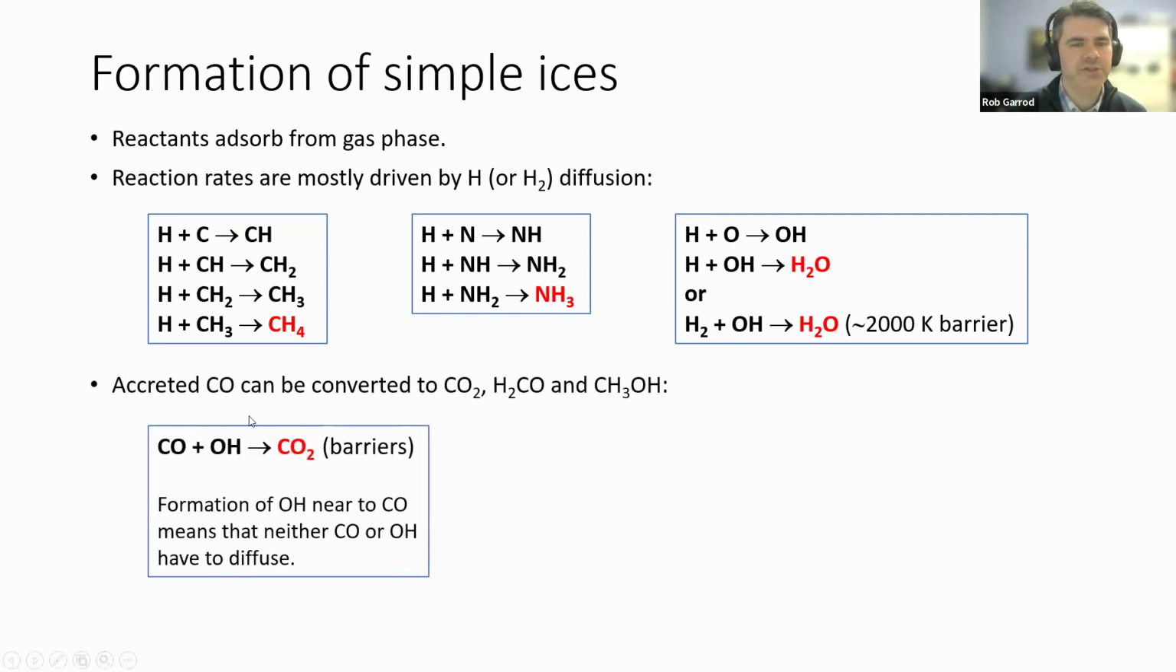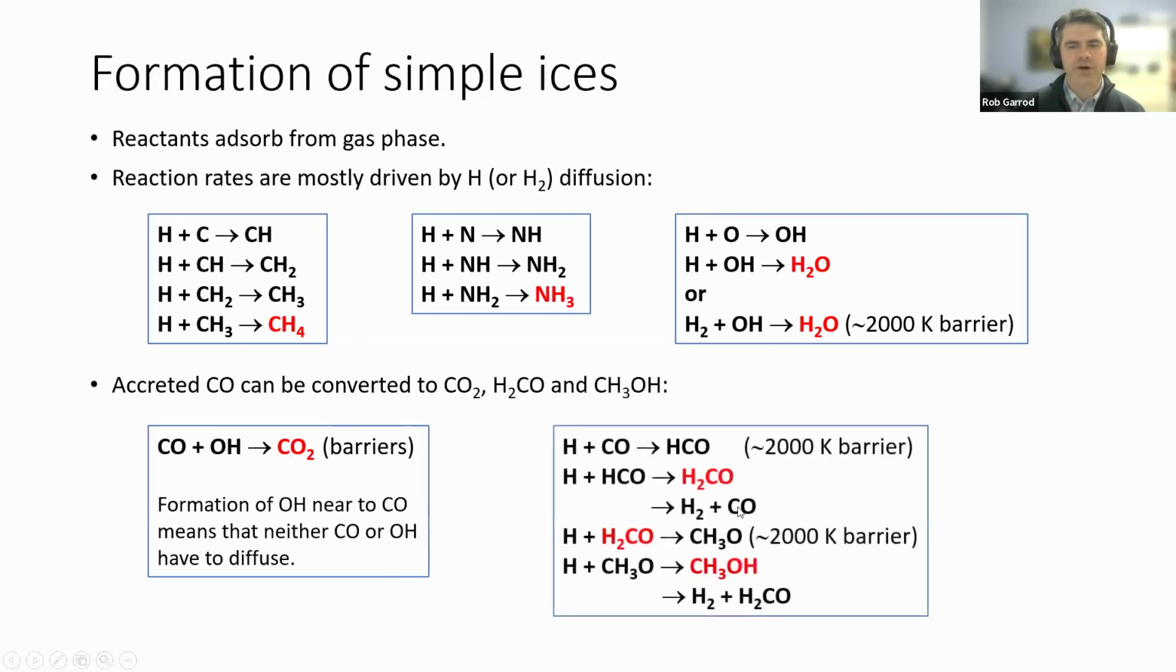You can also form CO2. That was a bit of a question for a while, but I think most likely it is this CO plus OH reaction. There is a barrier involved. I guess this should actually kick out the hydrogen; this is not strictly a correct reaction. And for methanol, again, this is a series of reactions, but it's essentially just hydrogen addition to CO all the way through to formaldehyde, and then you continue to add hydrogen to get to methanol.